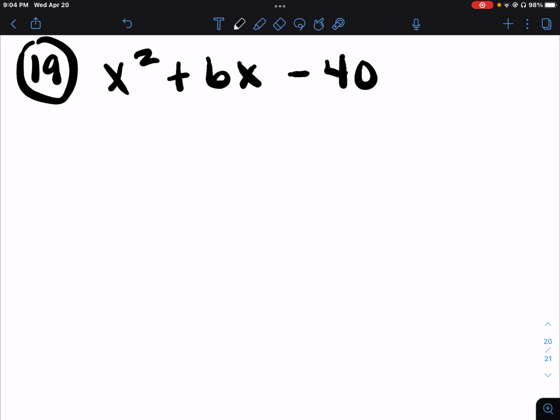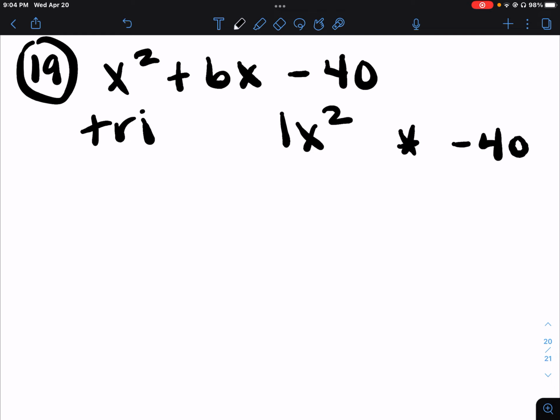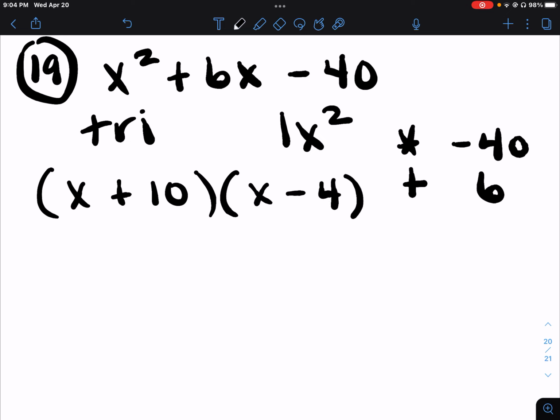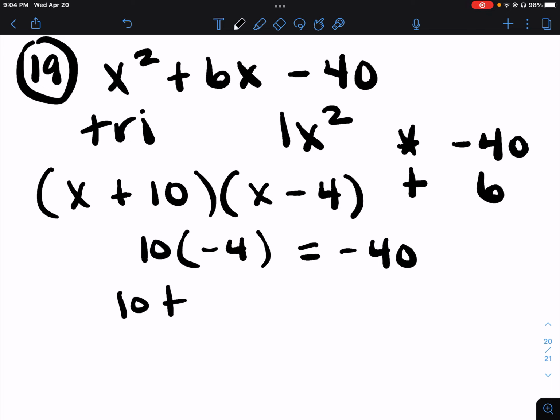Okay, this is also a trinomial with a 1x squared. This time we want to multiply to a negative, and they need to add to 6. So that's going to be positive 10 minus 4. 10 times negative 4 is negative 40, and 10 plus negative 4 is 10 minus 4, which is 6.